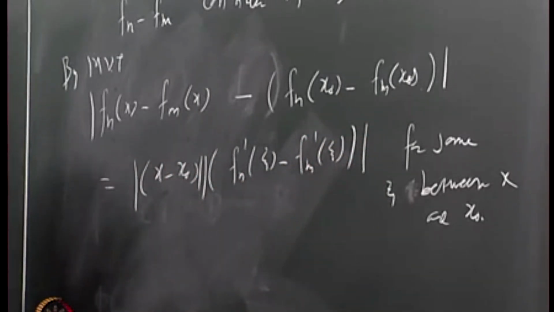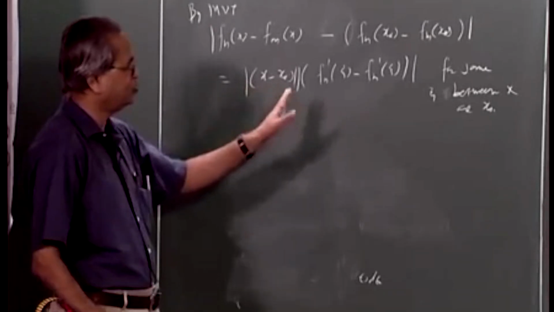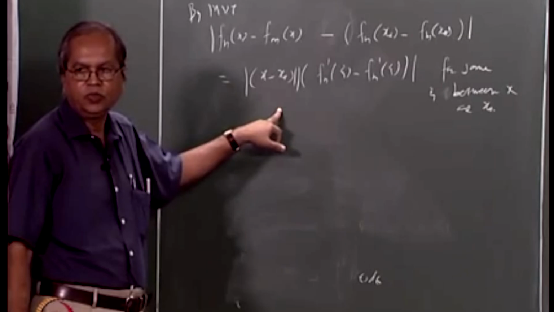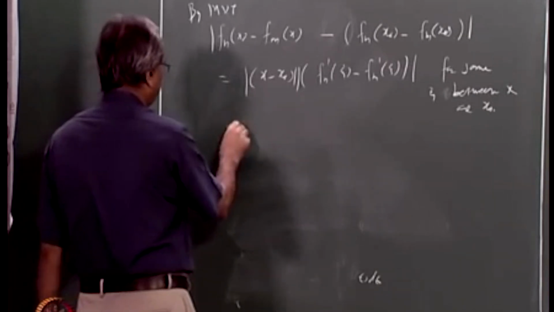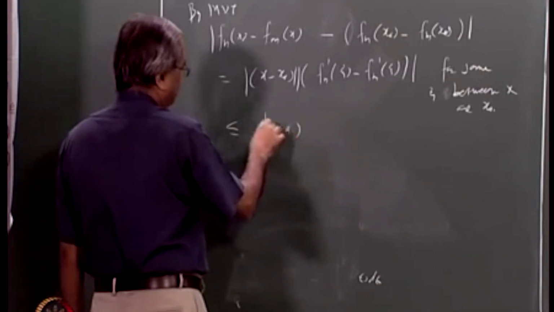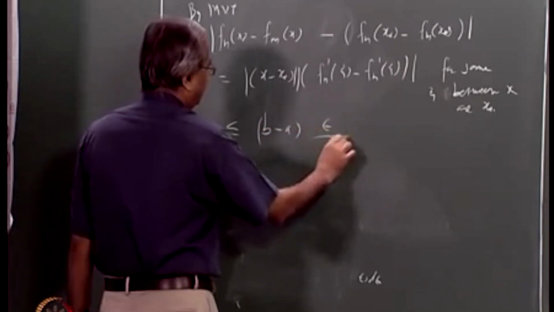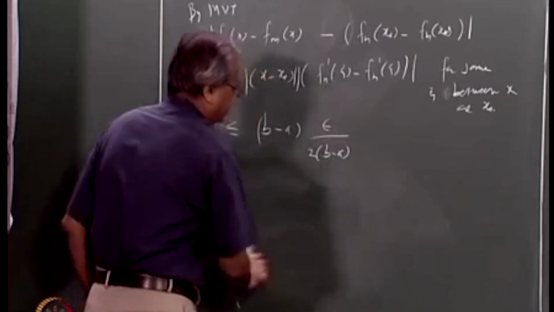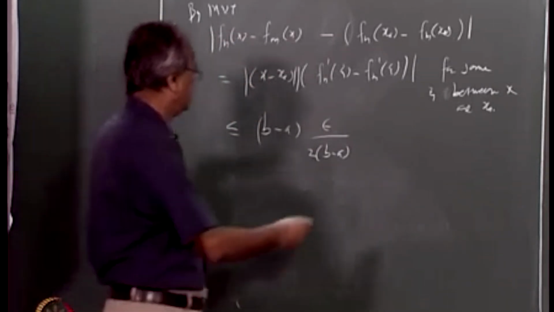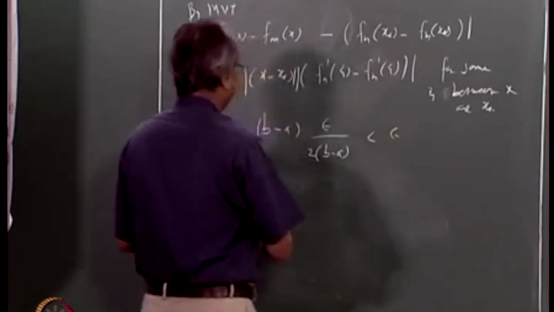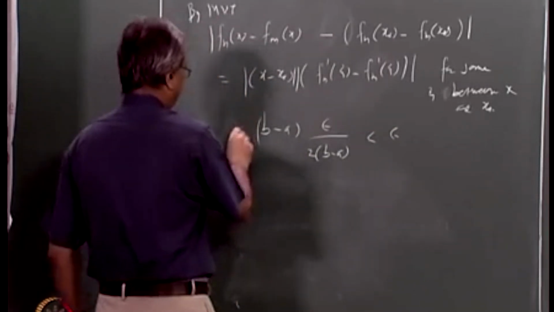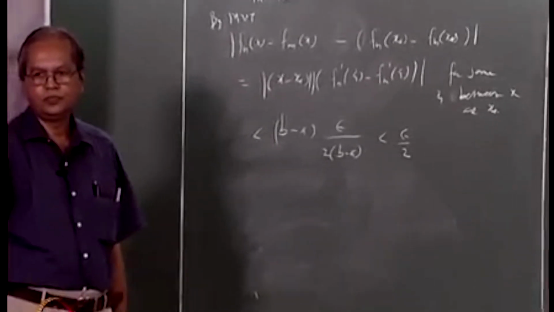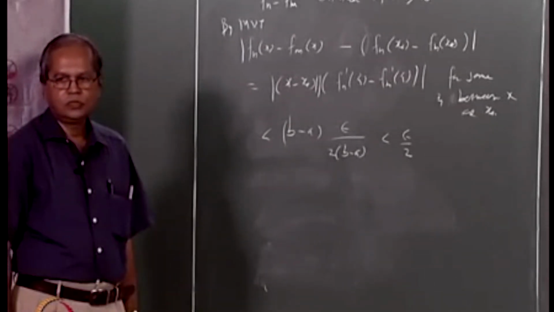Now this mod x minus x naught, x and x naught both are points in the interval AB. So mod x minus x naught is less than or equal to b minus a, and this is less than epsilon by 2 into b minus a. So the whole thing is strictly less than epsilon by 2.